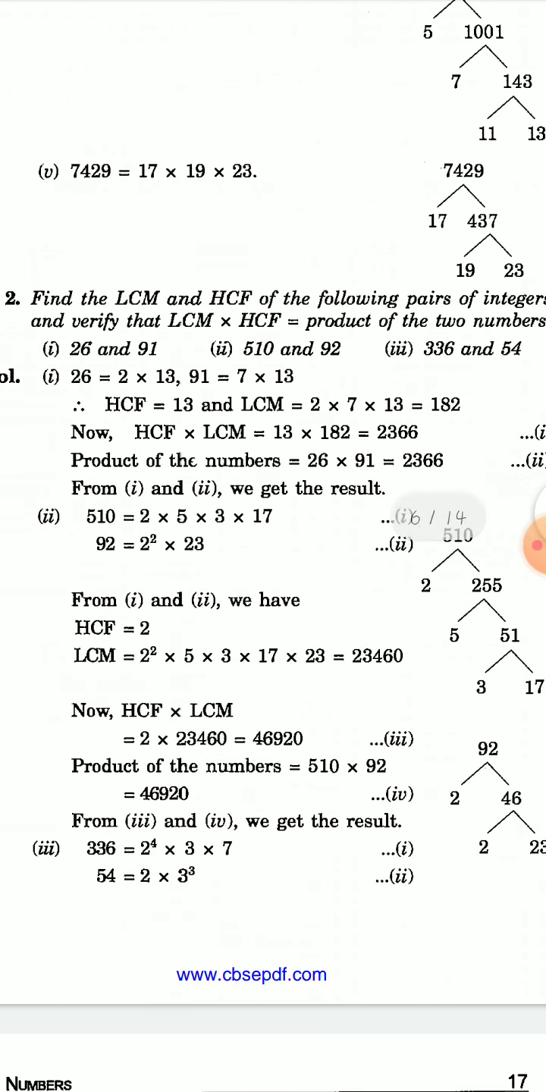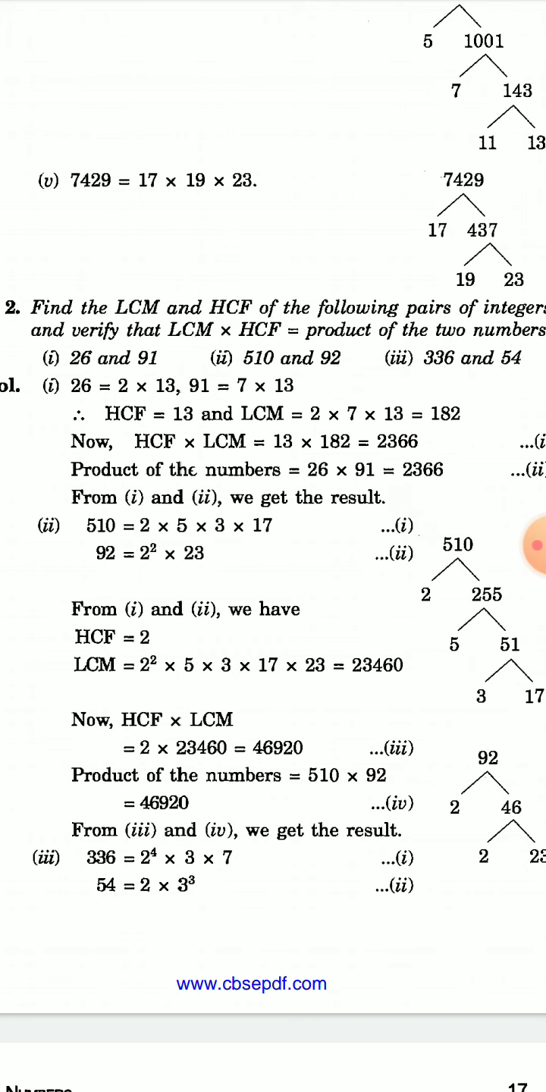The first part is 26 and 91. So first we have to find the prime factorization of 26 and 91. The prime factors of 26 are 2 into 13. The prime factorization of 91 is 7 into 13. Now for finding the HCF, HCF means the highest common factor. If you look at the factors of 26 and 91, the common factor is only 13. So the highest common factor is 13.